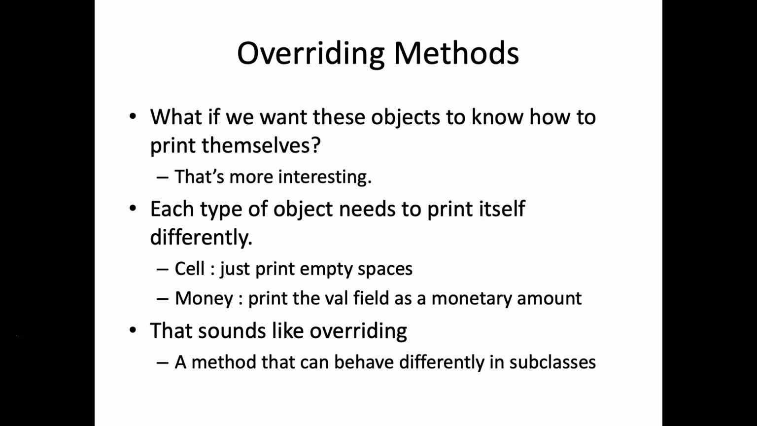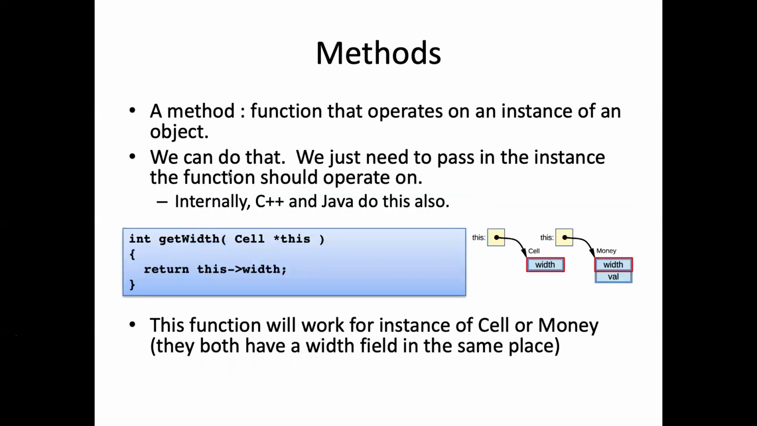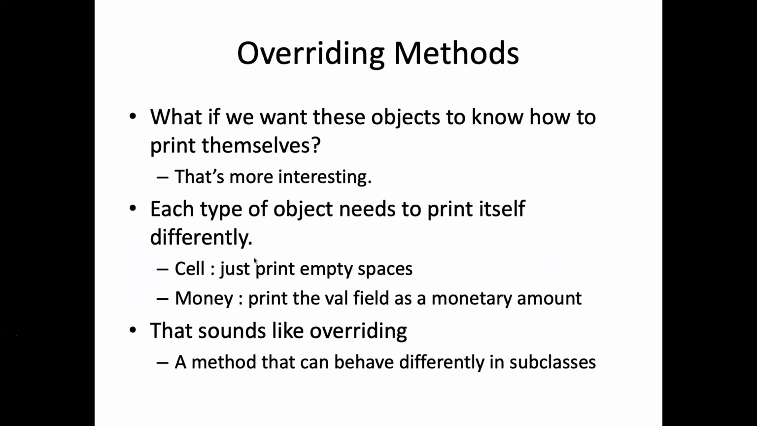So we need a method, we need a function, kind of like, backing up a couple of slides, what we did with getWidth. But this getWidth does the same thing for any type of object. We need a method where the version of that method depends on the object. So if you call a print function for the superclass, it'll just print out spaces. If you call a print function for money, it'll print out a dollar and cent amount.